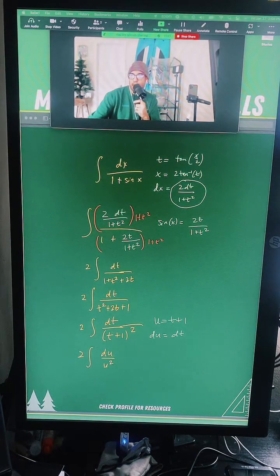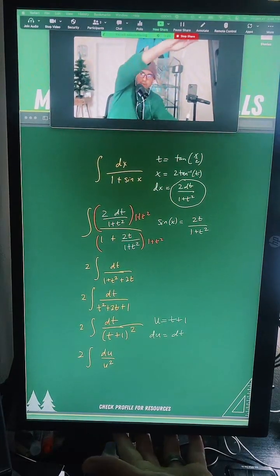All right, who can tell me what this is going to equal to? This integral, 2 integral of du over u squared.